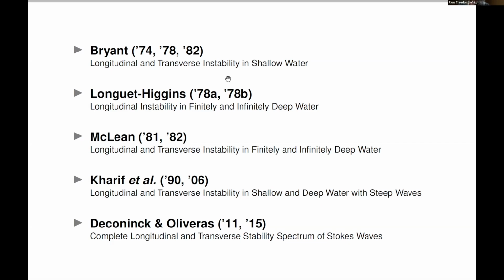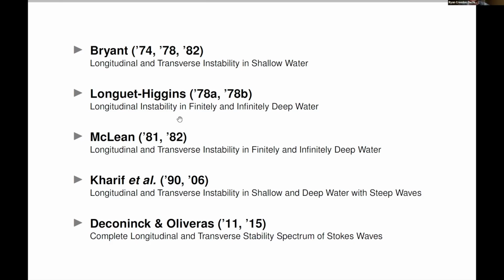And so Bryant had kind of been the first to jump on this idea. He looked at longitudinal instabilities in shallow water. And in fact, if you look at some of his later papers in the 80s, he also started to talk about the transverse instability in shallow water, which is very interesting. Not very talked about for a reason I'll get to in a second. And then Longuet-Higgins was very focused on the deep water case, which was where the experiments were coming from and where the formal asymptotics at the time were coming from. So those were the key results in the 70s, coming from these two gentlemen.